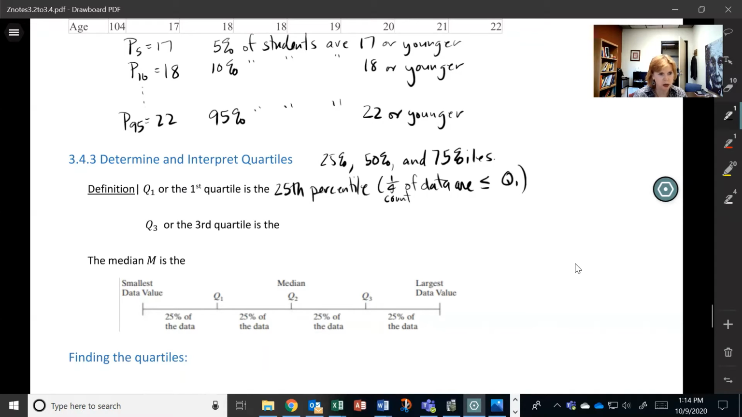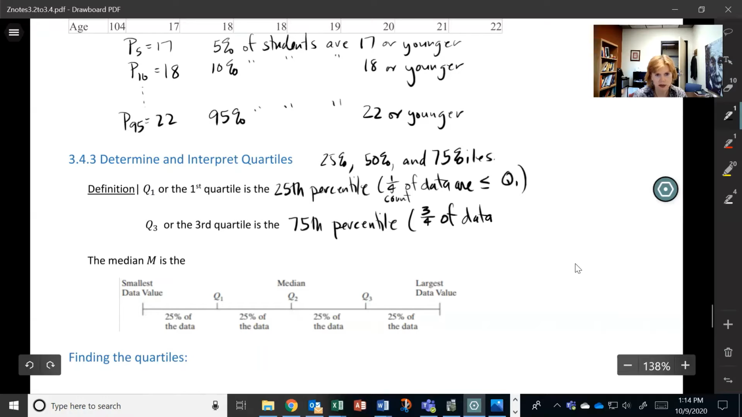Q3 is the third quartile. This is the 75th percentile. So 3/4 of the data are less than or equal to Q3.